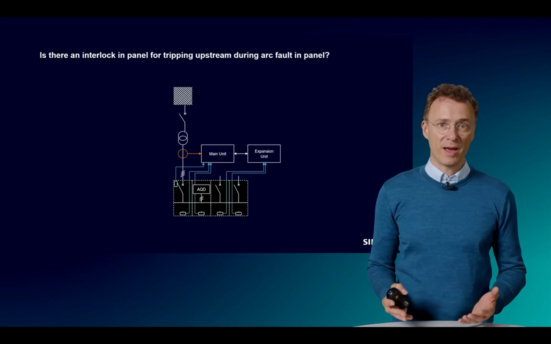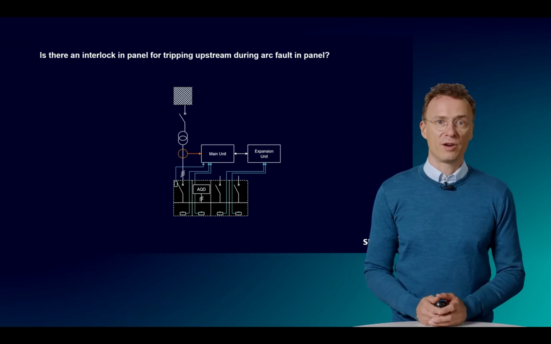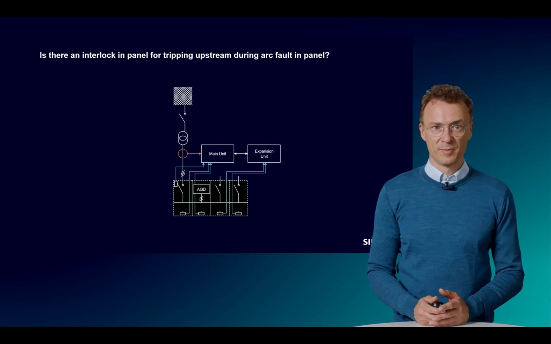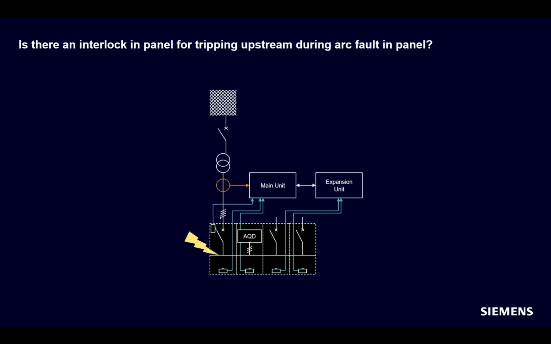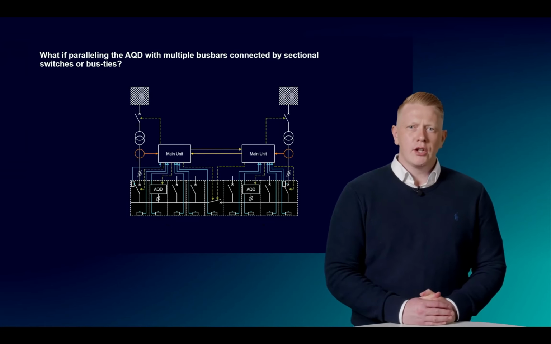Is there an interlock in the panel for tripping upstream during an arc fault in the panel? There is no interlock required to the upstream breaker. If the arc occurs on the secondary side of the incoming breaker, it will be tripped instantaneously. The upstream breaker will remain closed. If the arc occurs on the primary side of the incomer, the upstream breaker will be tripped instantaneously by the system.